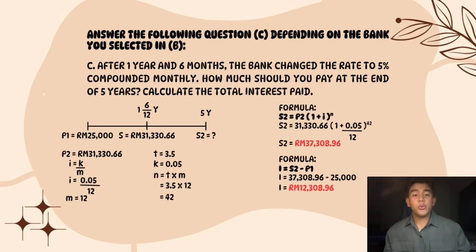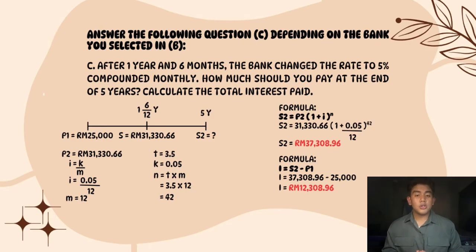To find S2, we need to use this formula. S2 equals P2 open bracket 1 plus I close bracket to the power of N. When you calculate that, the future value becomes RM 37,308.69 cent. So, for the final calculation, to find the total interest paid over the 5 years, subtract the original amount, 25,000, from the final amount.